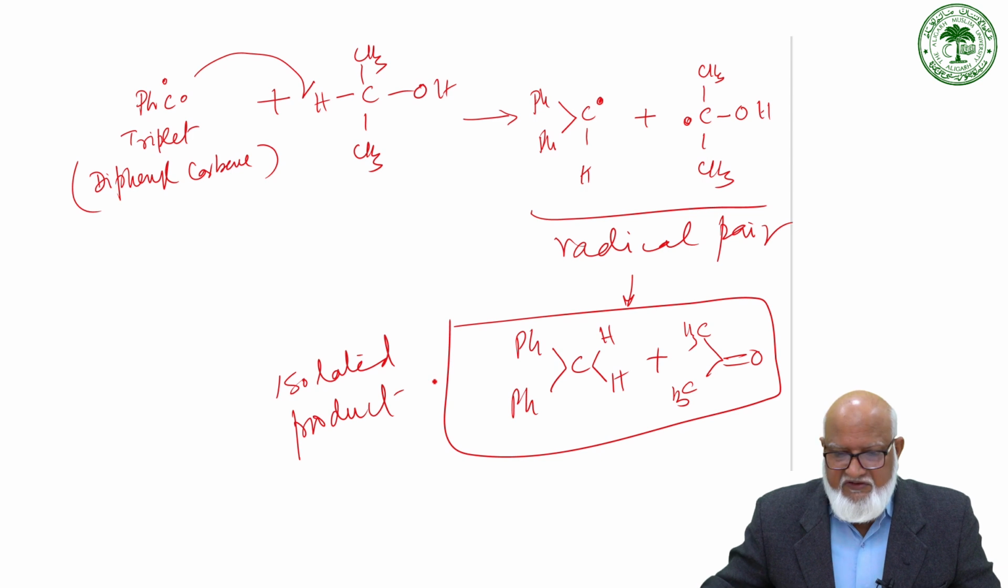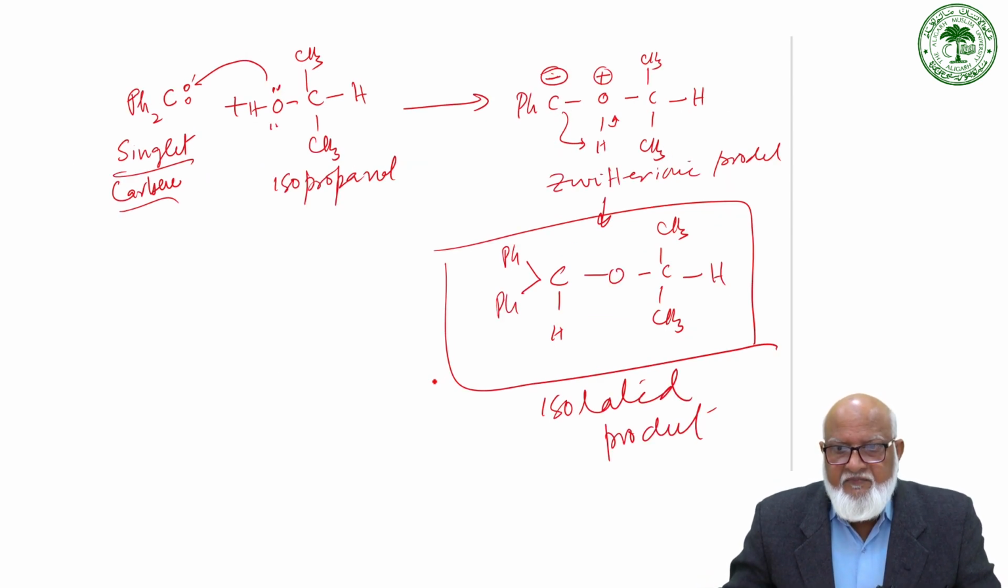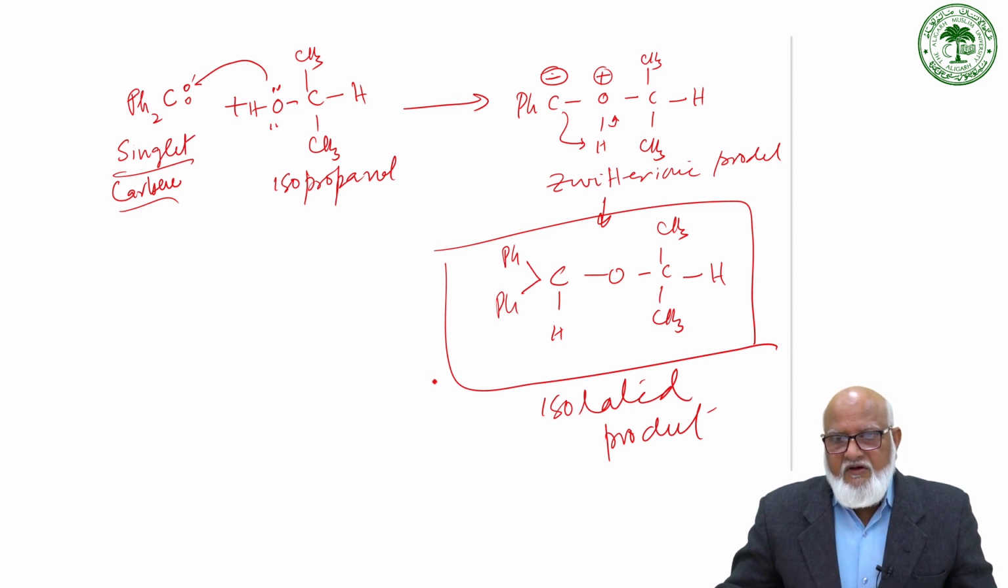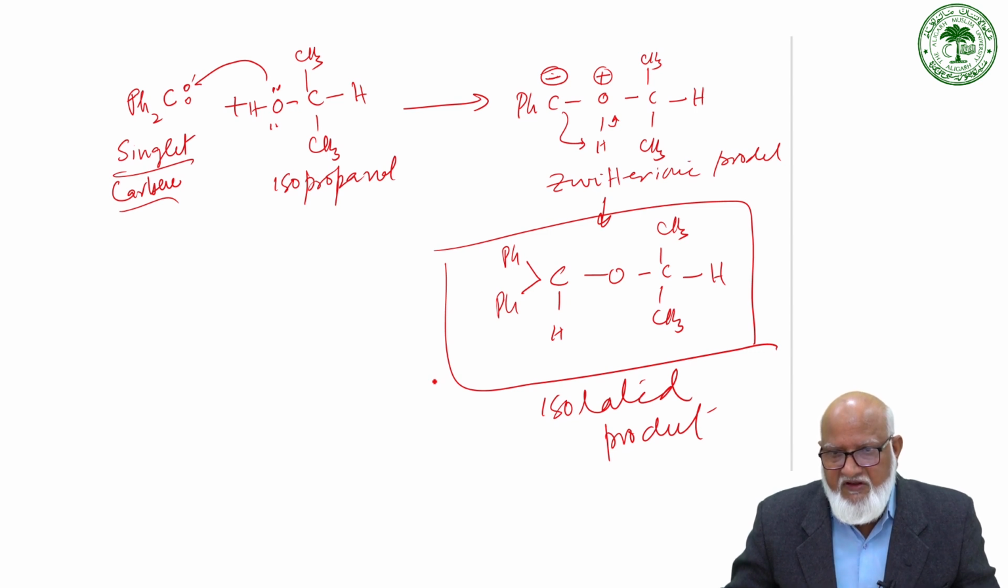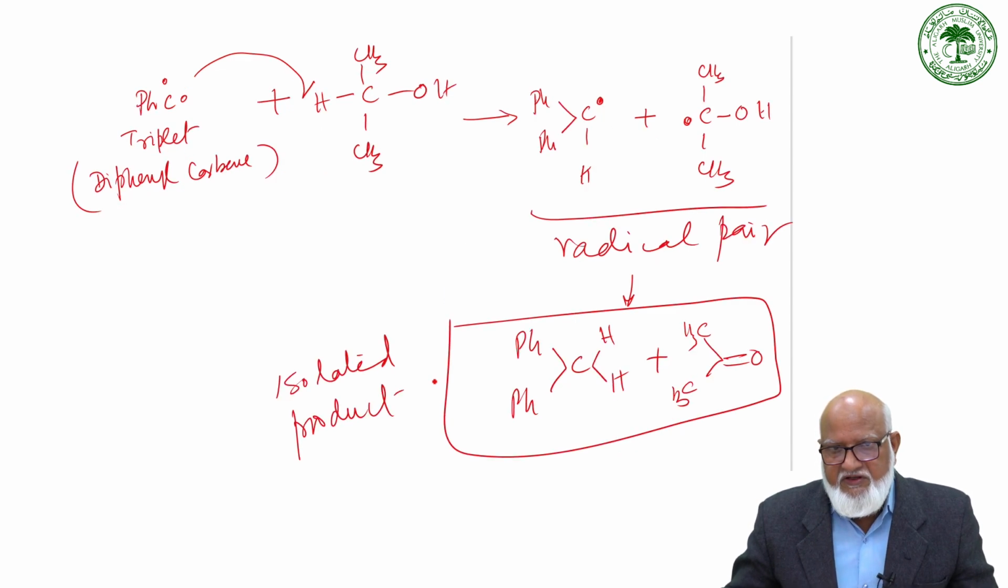So you can see the singlet and triplet carbene act in two different ways, and as evident from these two reactions, the singlet carbene on reaction with isopropanol acts as an electrophile by the attack of the lone pair of oxygen of the isopropanol to give a zwitterionic pair, which in turn gives this ether linkage. On the other hand, the triplet carbene is a radical-like species, abstracting a hydrogen atom from the isopropanol to give a radical pair, which on further transformation gives these two products as isolated products. So we stop here, and thank you very much.